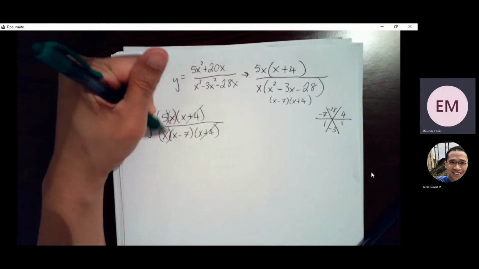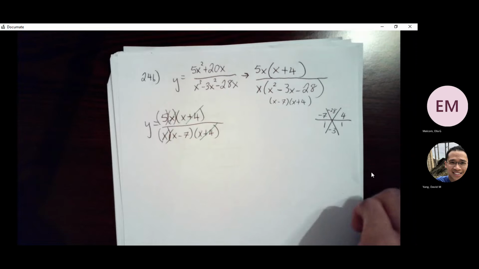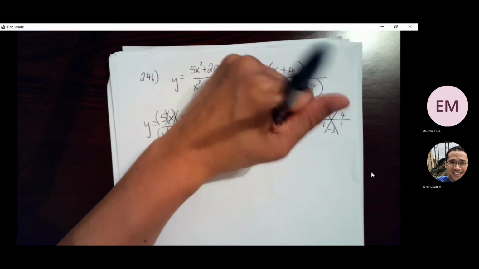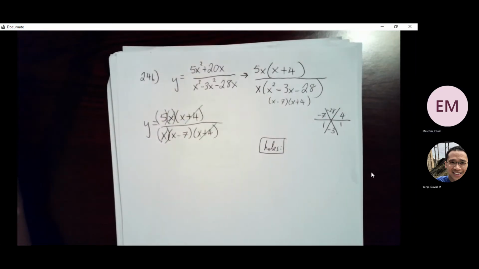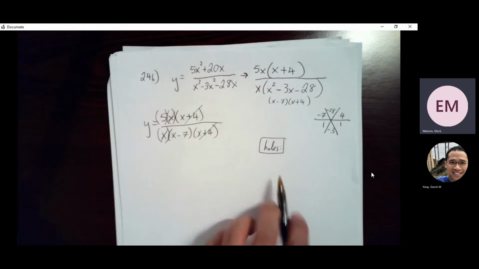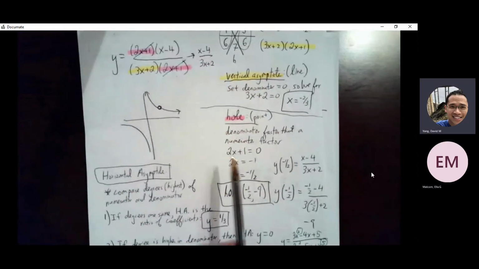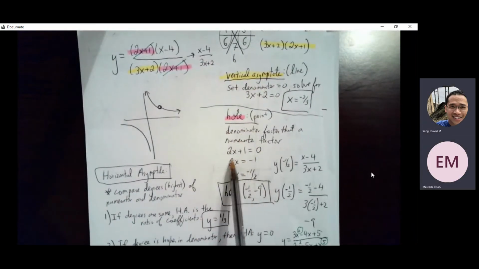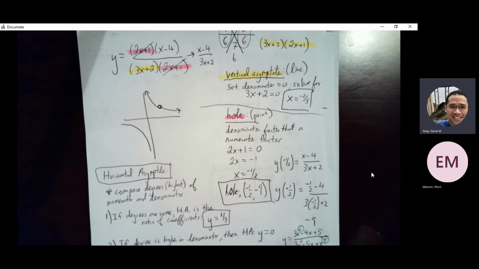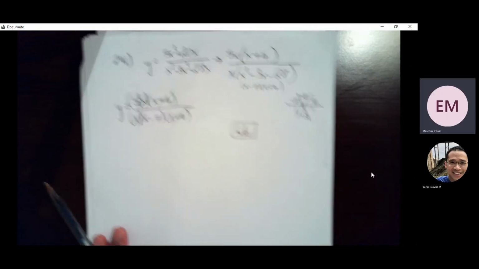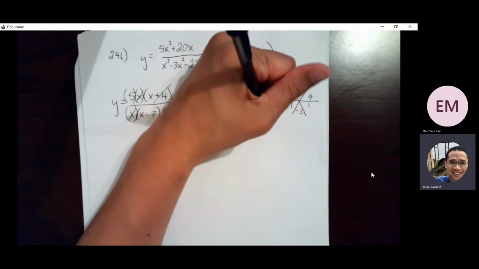So I have 2 holes. Yeah, 2 holes. So x plus 4 and x. Okay. For holes, what we're going to do is set equal to 0, solve for x, and then look for the y value as well. Oh, okay. So x equals 0 and x equals -4.